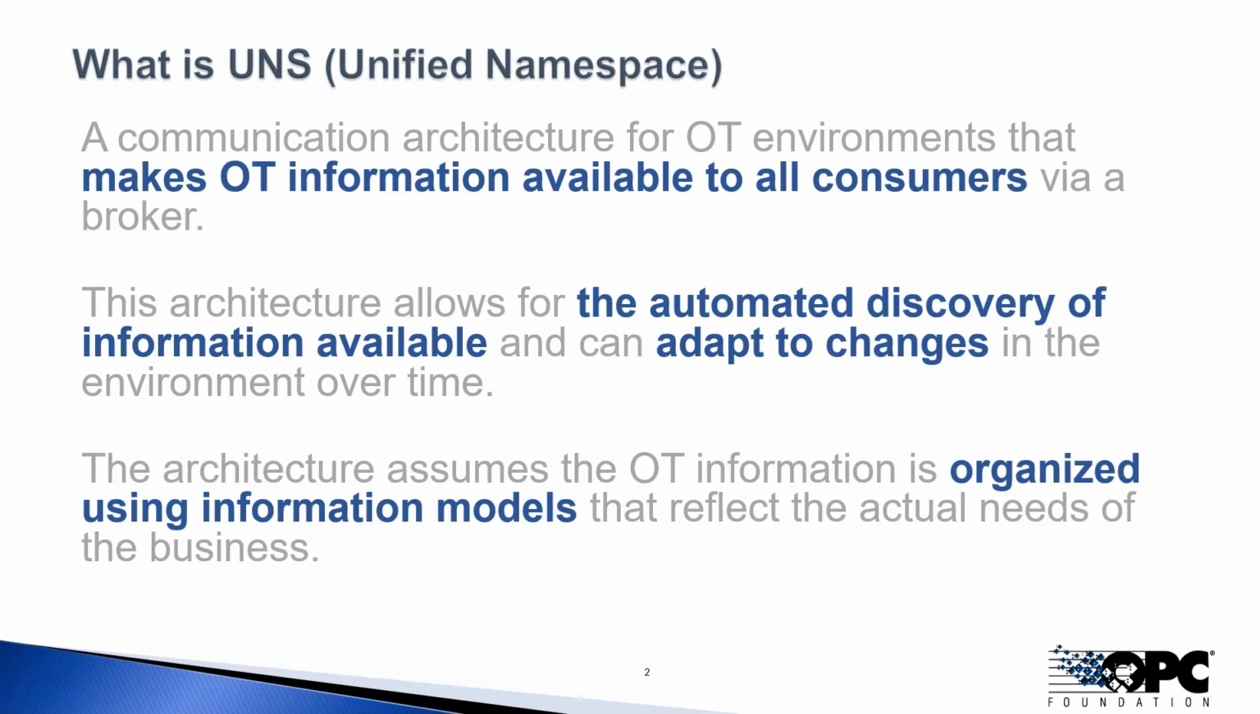This means changes to the configurations of devices on the factory floor will be detected by UNS consumers who can see the updated information models. This architecture also assumes that OT information is organized using information models that reflect the needs of the business. This can make use of enterprise-wide standards, such as ISA 95, to organize all information into sensible hierarchies.